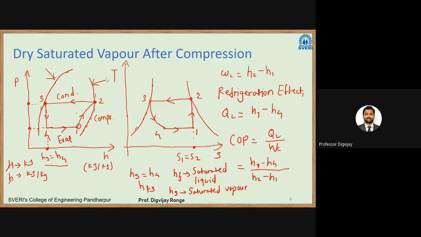So we draw that diagram. Then there is this equation for the COP of the refrigerator. In all cases, that formula will remain the same: refrigeration capacity divided by compressor work. That is the formula for COP, the coefficient of performance.